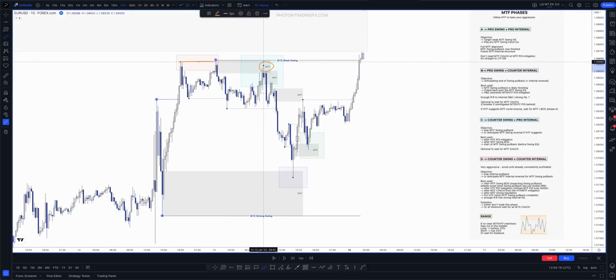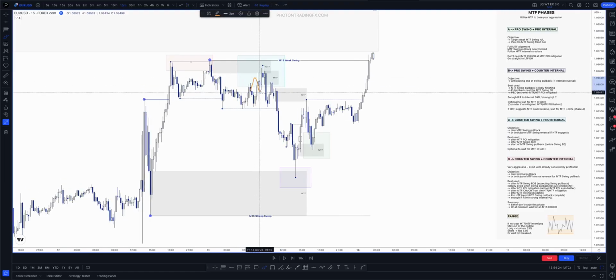So happy to look for shorts from within there. And if you wanted to wait for a CHoCH and/or scale in, what do we get? We get the internal pullback into the extreme, nice strong movement to the downside, we get the bearish CHoCH, and then there's another entry there, okay?